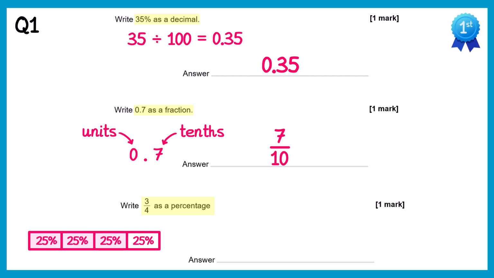And if you take 25% and add a second 25%, you get 50%. And if you add a third 25%, you get 75%. So the answer to this question is 75%.